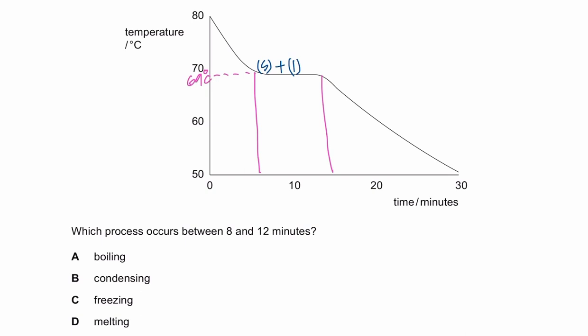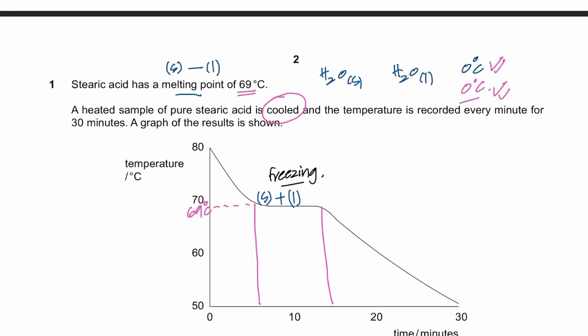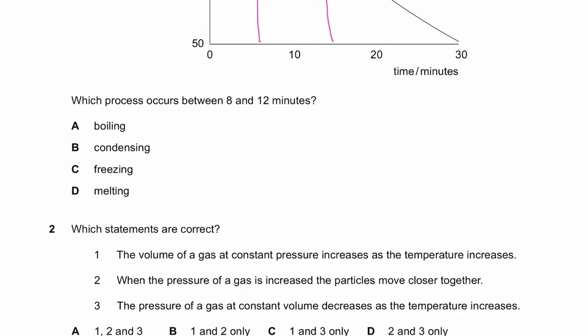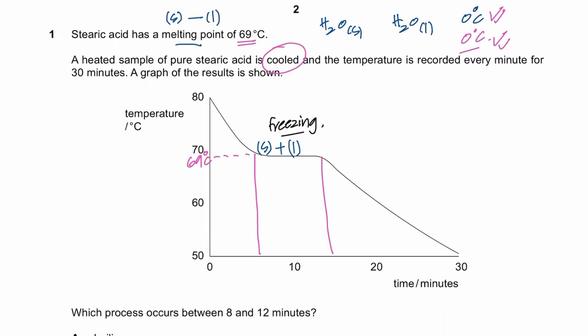So we don't call it melting. We say that what is happening? Freezing is taking place, right? Because 69 degrees Celsius was the melting point, therefore it should also be the freezing point if you are cooling that substance down. So this process is basically called freezing, right? Why is it not condensation? Because it's not given us the boiling point, it has given us the melting point. Melting point and freezing point are the same, boiling point and condensation point are the same things.